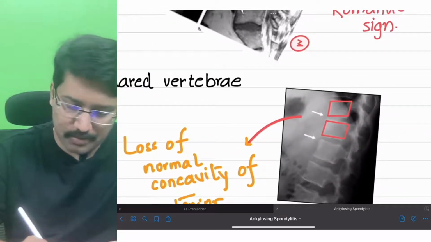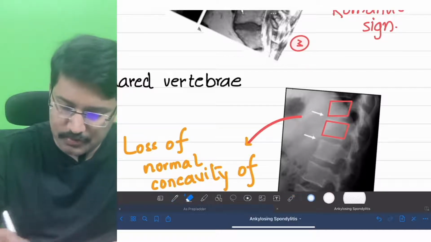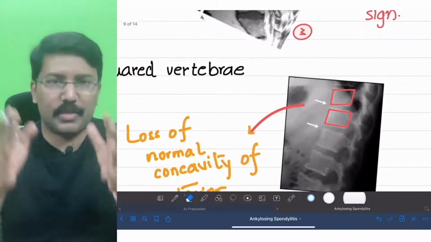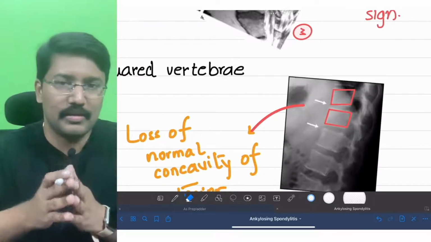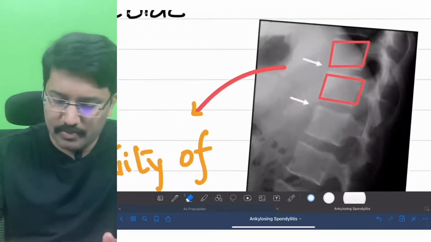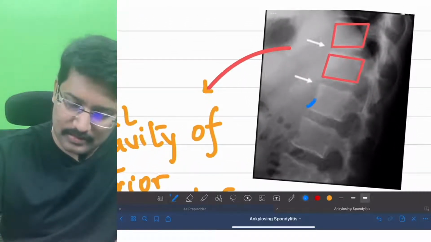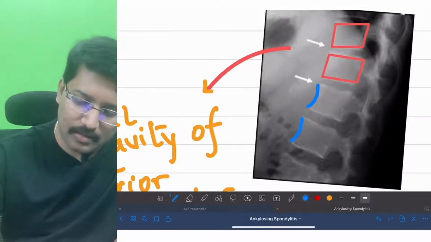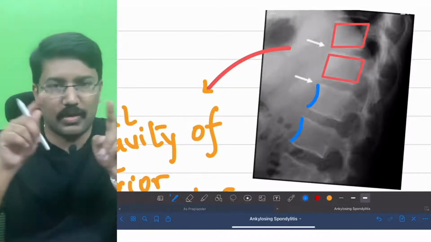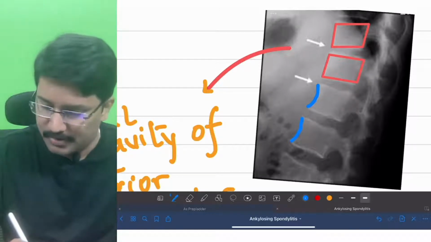What is squared vertebrae? Normally, in the vertebral column on lateral X-rays, the anterior side is concave. In fact, in this image also you can appreciate that the anterior side has some degree of concavity. When this concavity is lost, the vertebral bodies look like squares. That is what we call squared vertebrae.